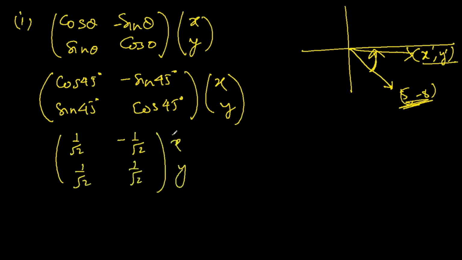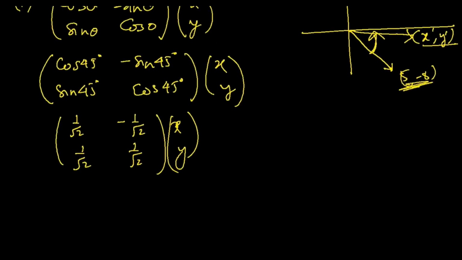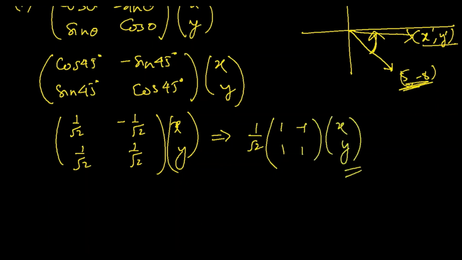This is the answer of part 1, which asks for the matrix for the rotation. This is the matrix for the rotation. If you want to be more accurate, just take 1 over square root 2 out of this and we'll be left with 1, minus 1, 1, 1, xy. This is also a cleaner and easier representation of the same rotation.